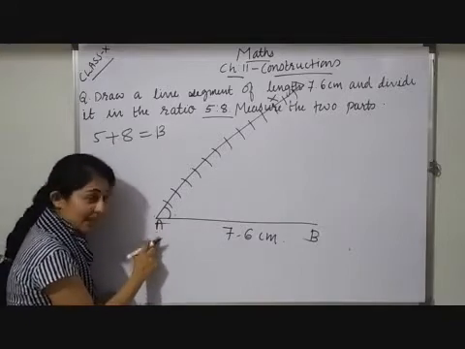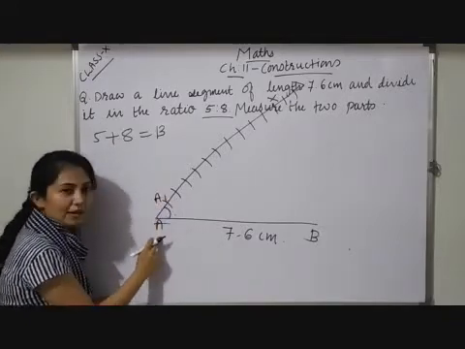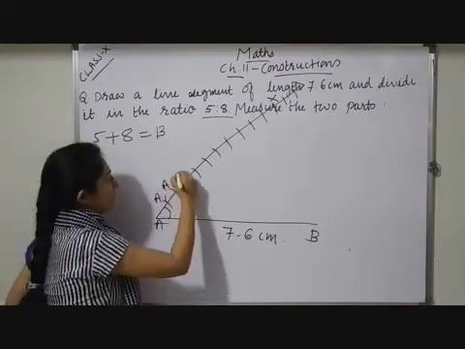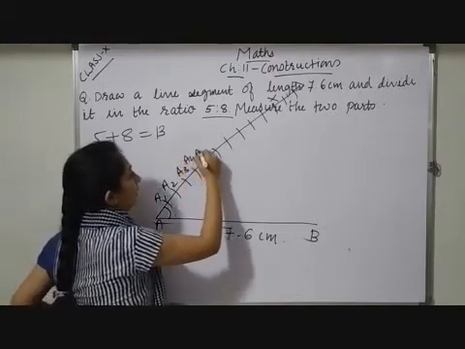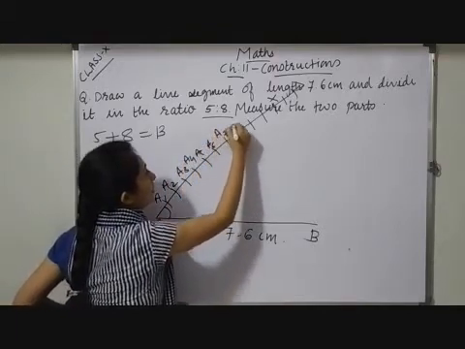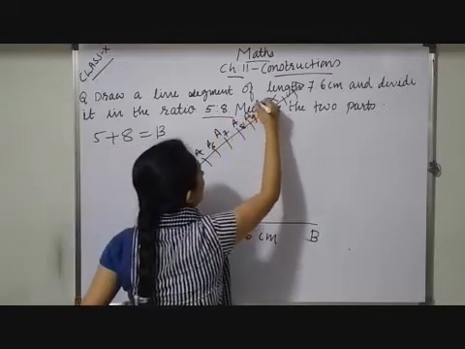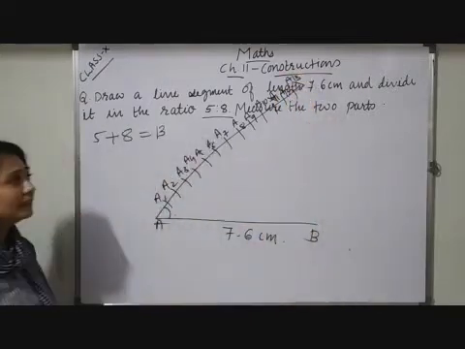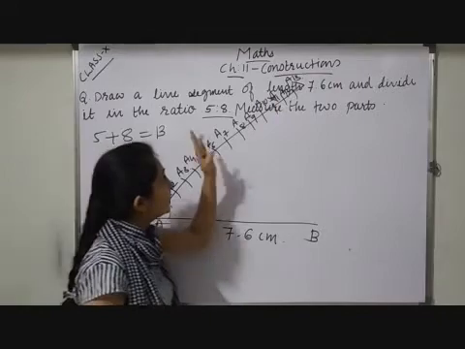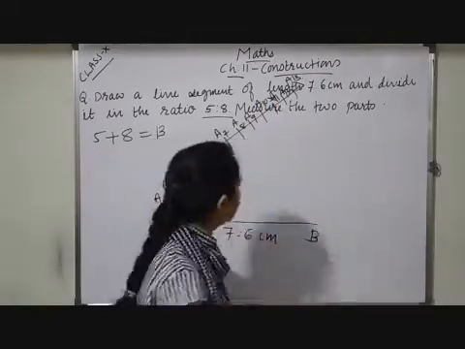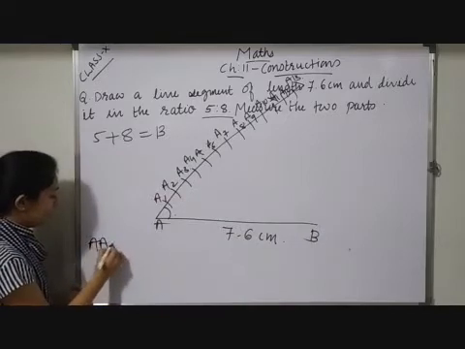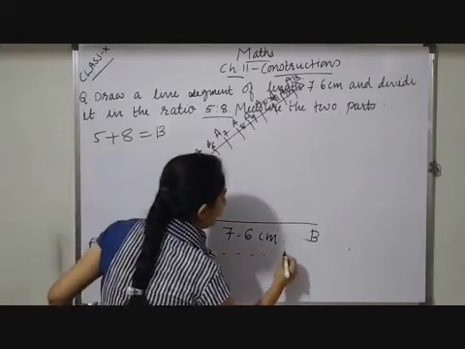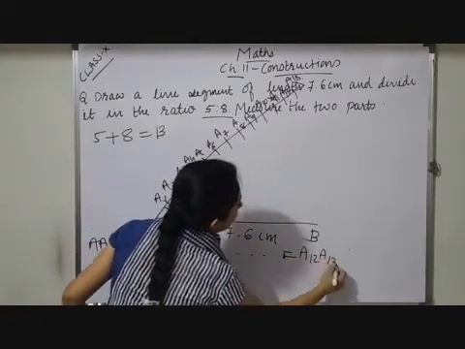Though this vertex is A, so here I will write A1. Suppose here I am having P. So here I write P1, P2, P3. So like that, here I am writing A2, A3, A4, A5, A6, A7, A8, A9, A10, A11, A12, A13. So like that you have to complete this step. These 13 parts you have to do in such a manner that A1 is equal to A1A2 is equal to A2A3 up to A12A13.